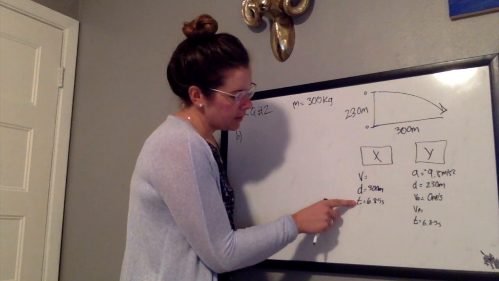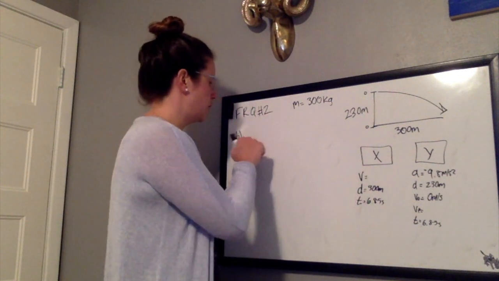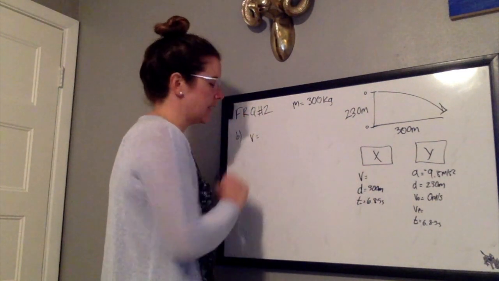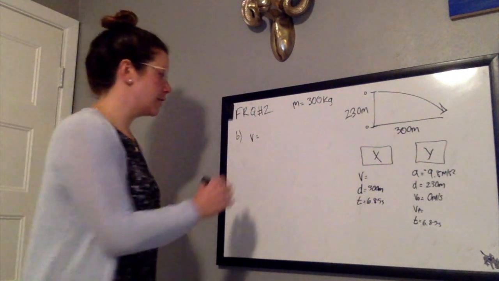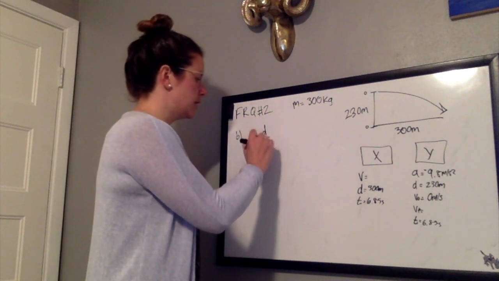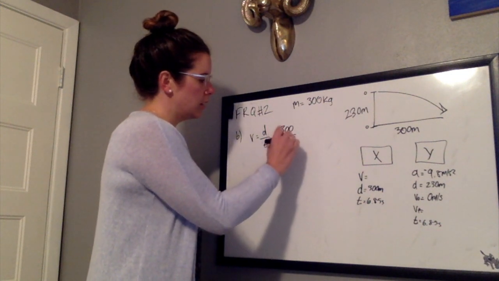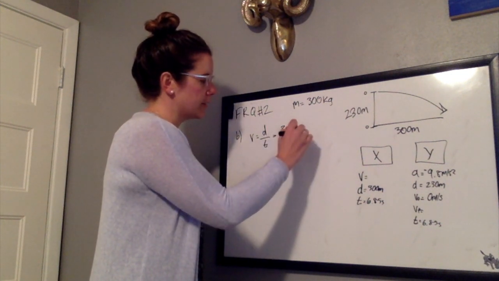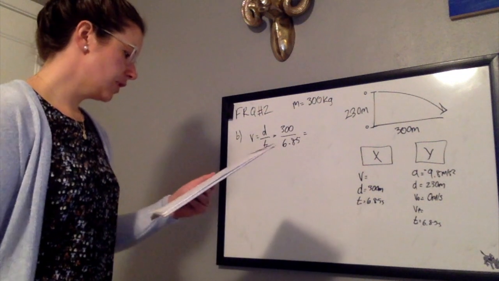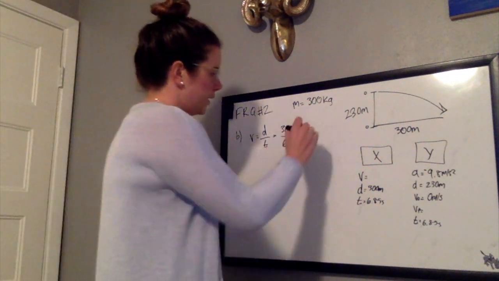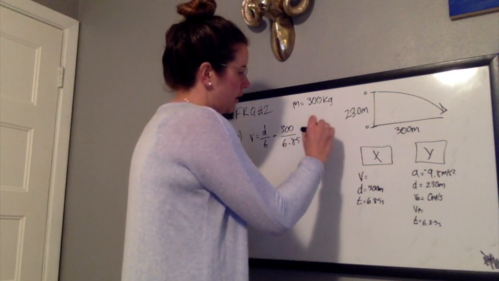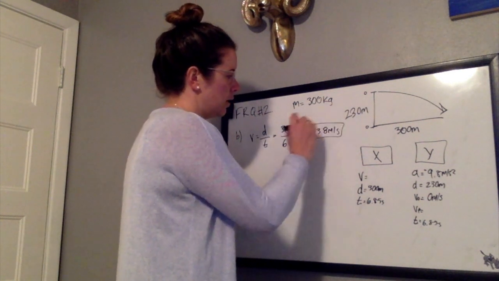Cool, so we have the distance, we have the time, velocity. You can only use this equation if the velocity is constant, which we know it is. So velocity is equal to distance over time, 300 divided by 6.85, which is our time. Plug that into your calculator. You get 43.8 meters per second. Cool.